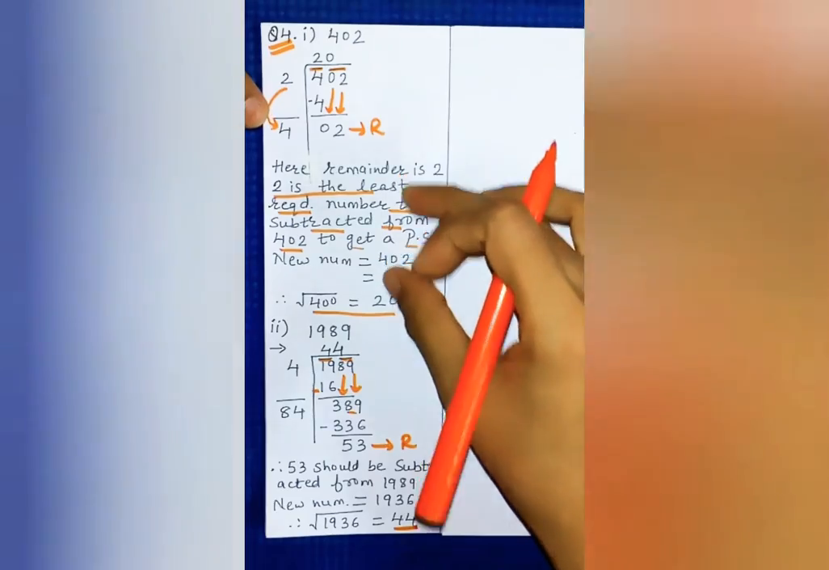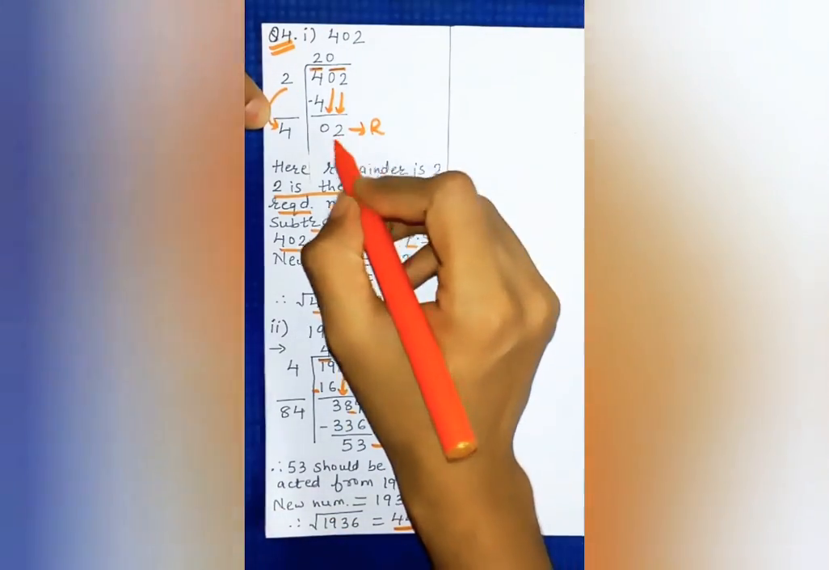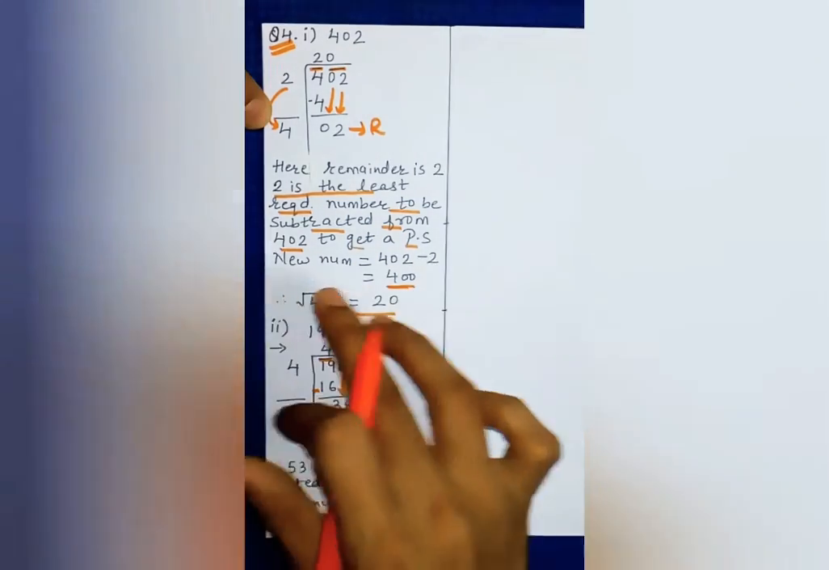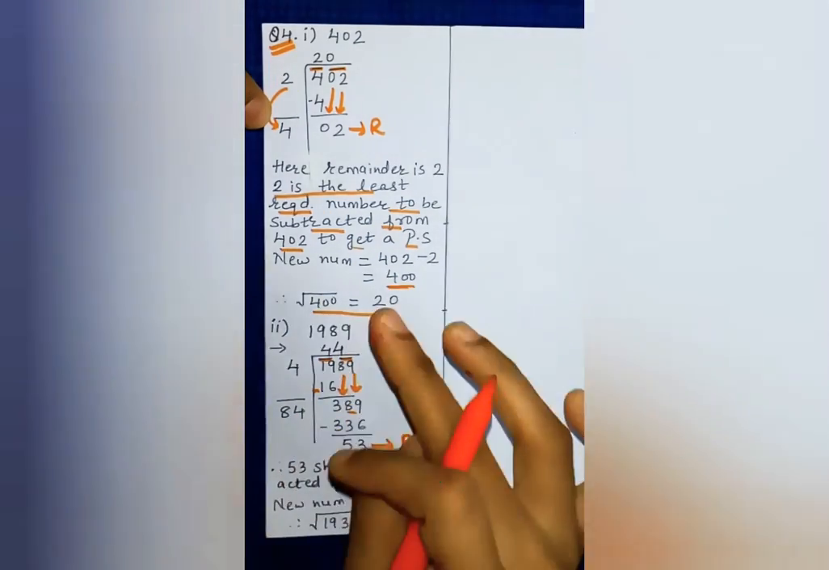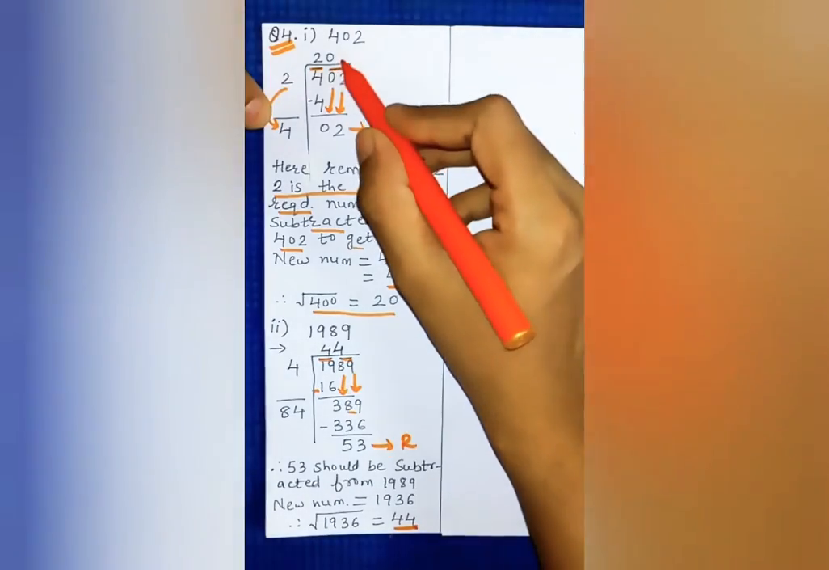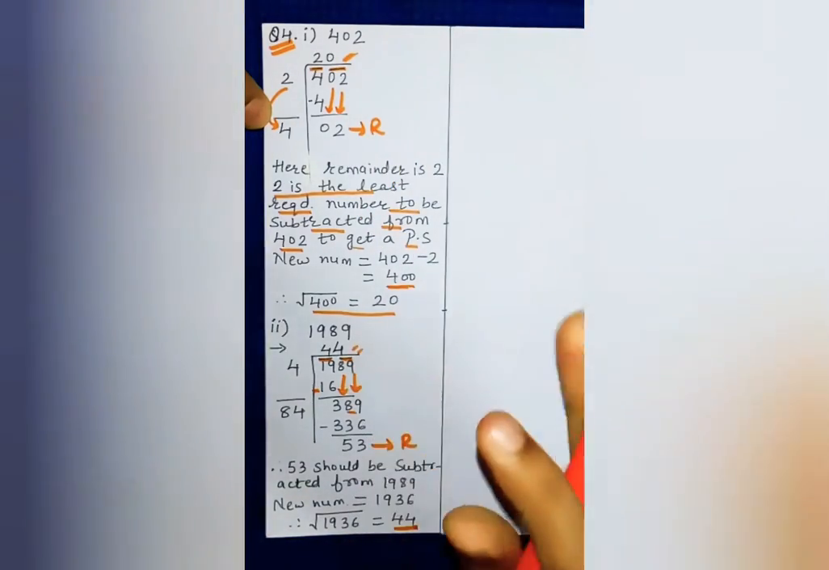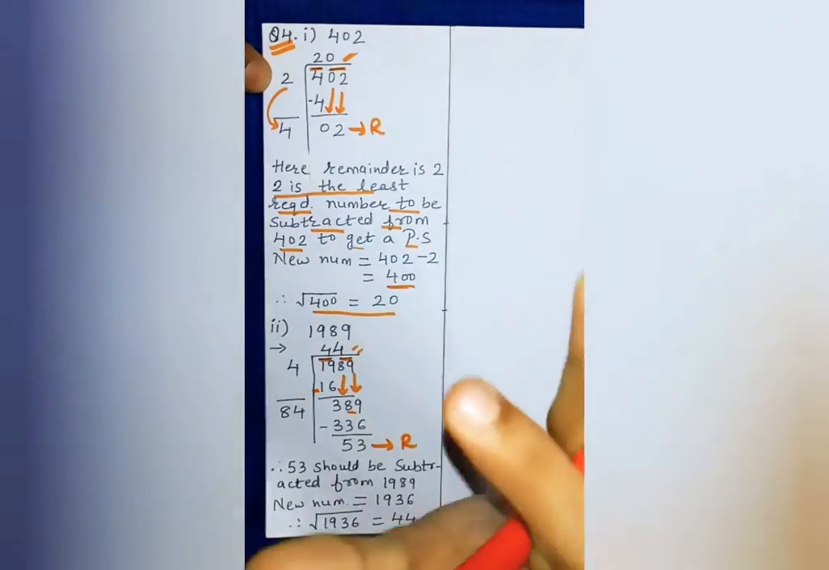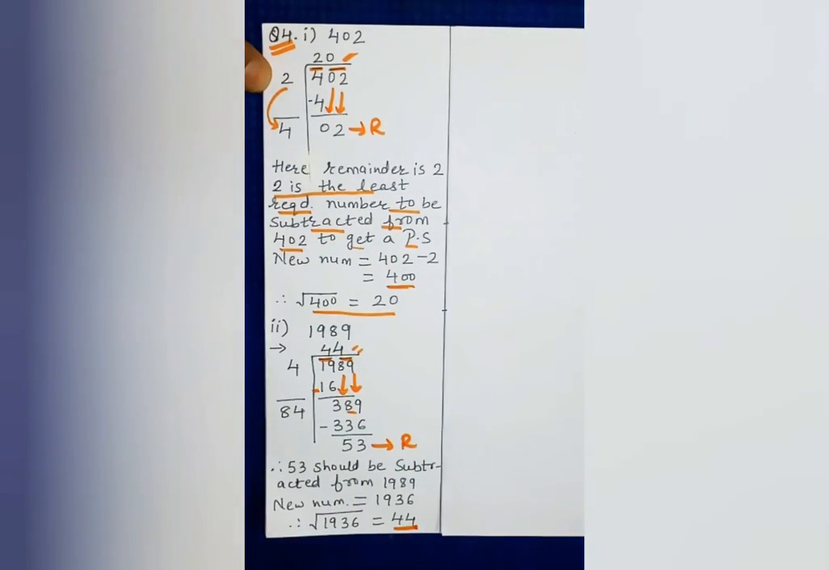So this was the first and second sum. Just whatever is left in the remainder, you need to subtract from the number, and after subtracting, whatever you get is your new number, and the square root of that new number is what we are getting on top. So this was question number 4, first and second sum. Now the other 3 sums you will try yourself.